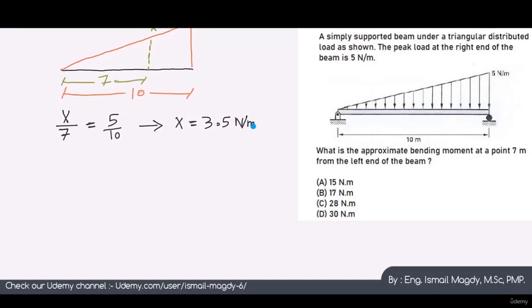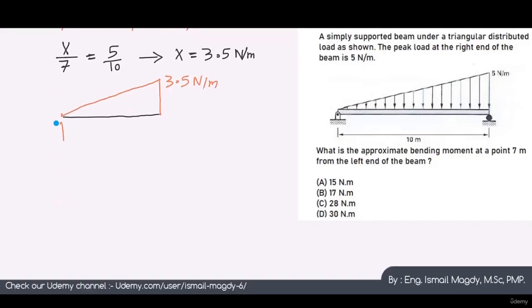So now we have the load. We can draw this portion of the beam now, which will look like this. 3.5 Newton per meter, and we have here vertical reaction of 8.3, and this distance is 7 meter, and we want to calculate the moment here.